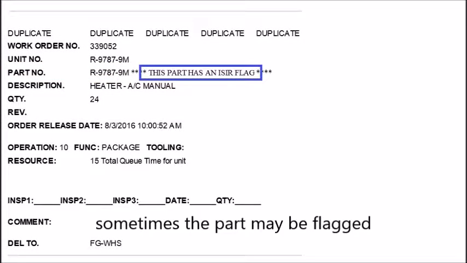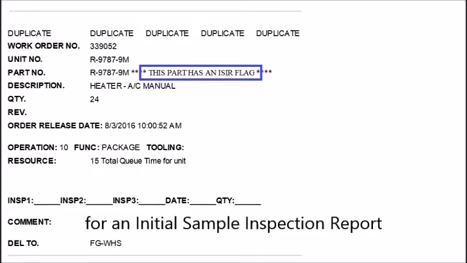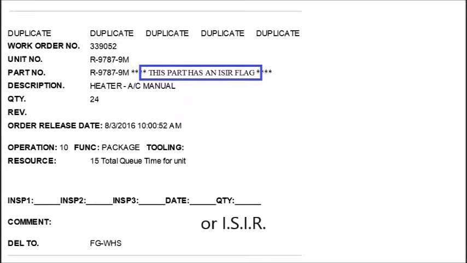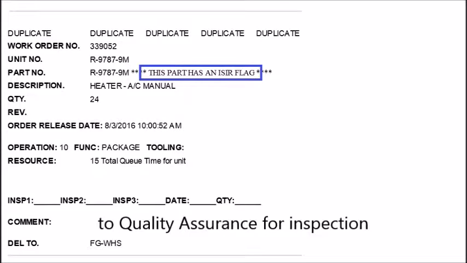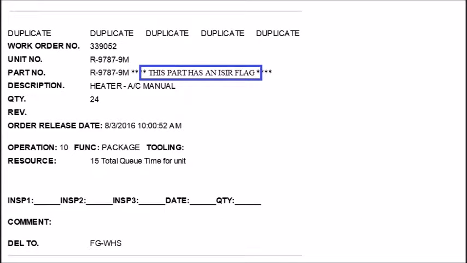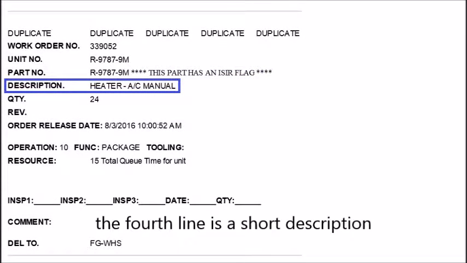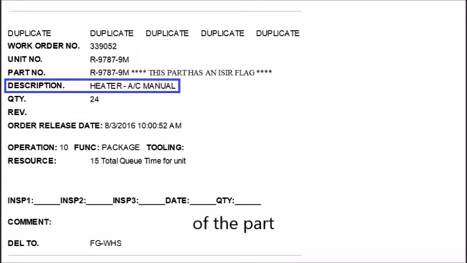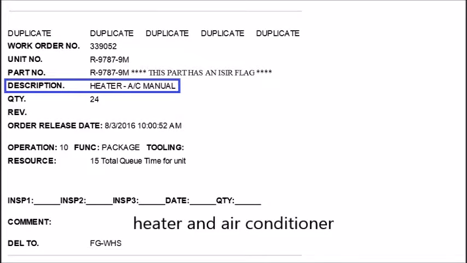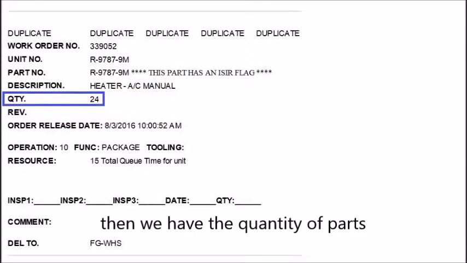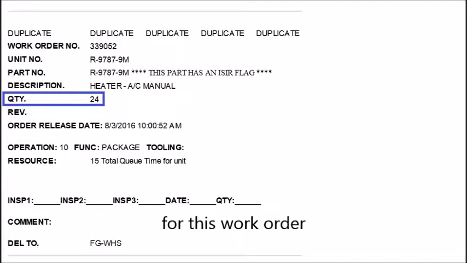Sometimes the part may be flagged for an Initial Sample Inspection Report, or ISIR. This means the part must be sent to quality assurance for inspection. The fourth line is a short description of the part. In this case, we have a combination heater and air conditioner. Then we have the quantity of parts for this work order. This is how many parts you'll be making for this job.